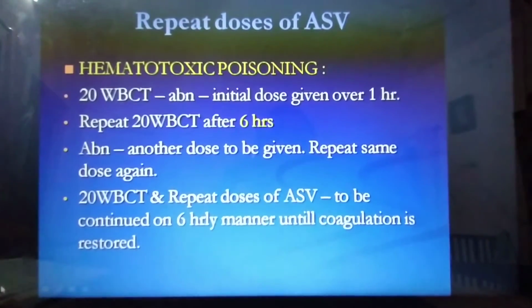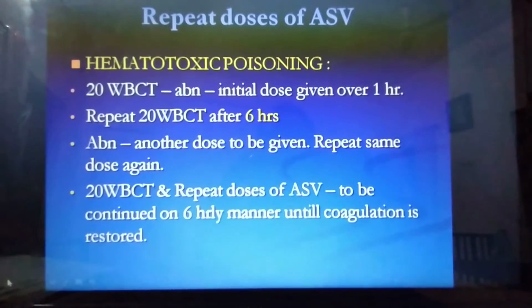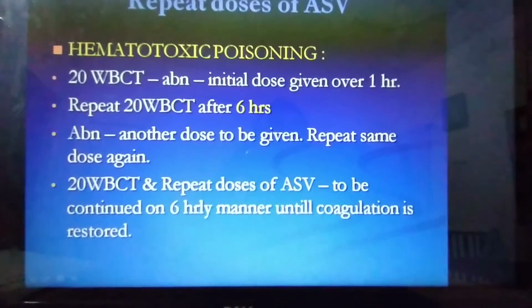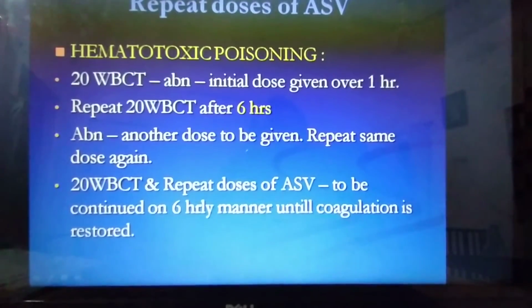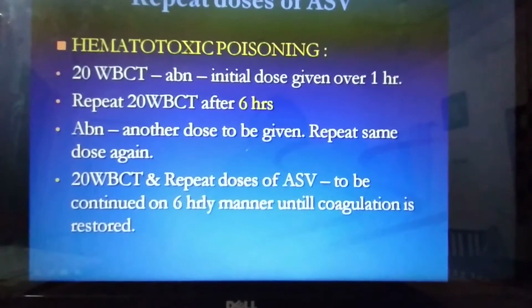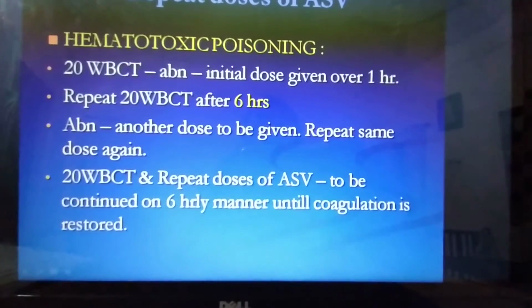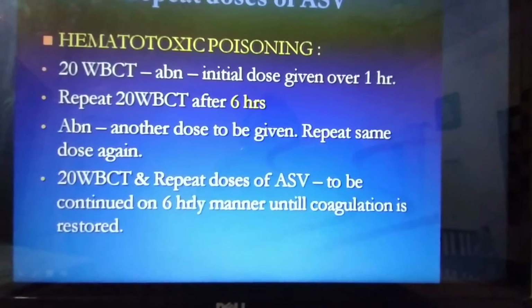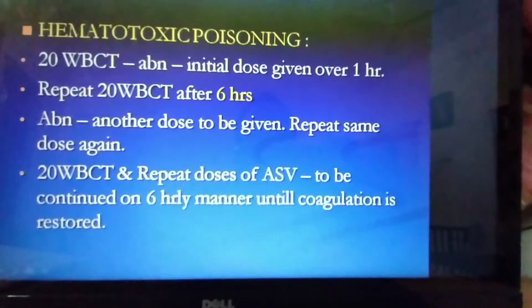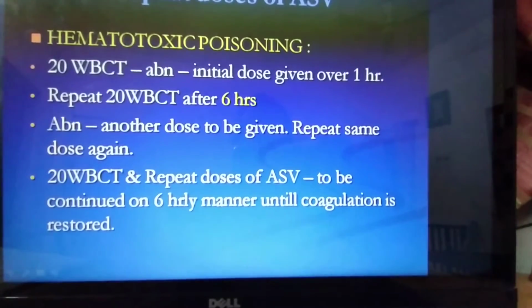In the case of hemotoxic poisoning, if the 20-minute whole blood clotting test is abnormal, the initial dose is given. After 1 hour, repeat the test again after 6 hours. If it is abnormal, then give another dose and repeat the same dose regimen of the initial dose.